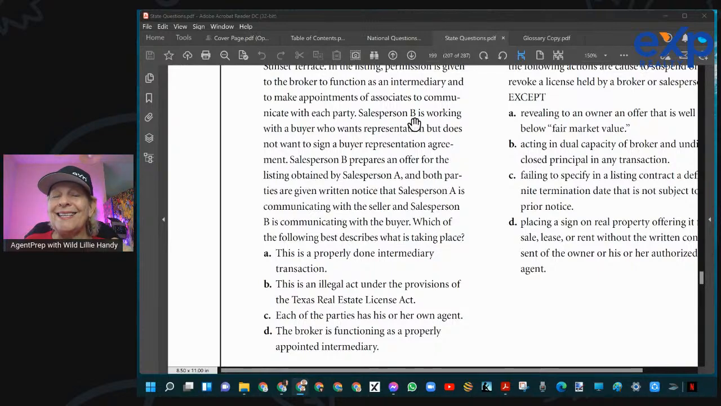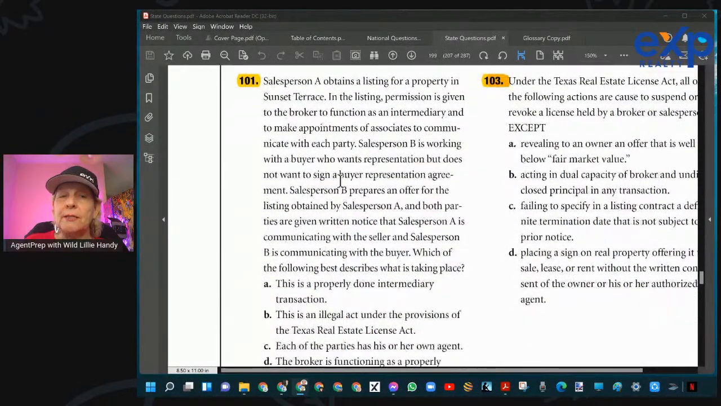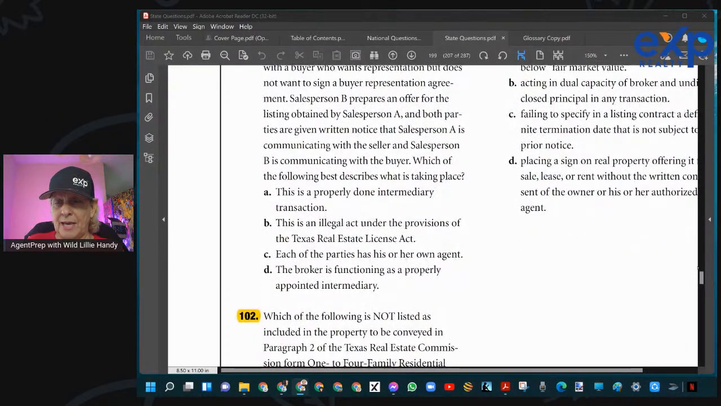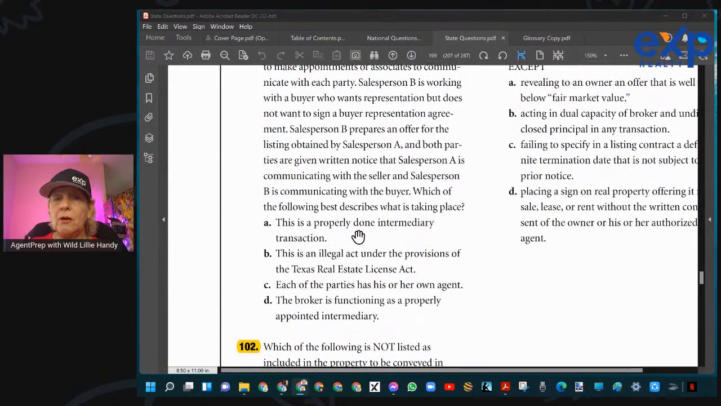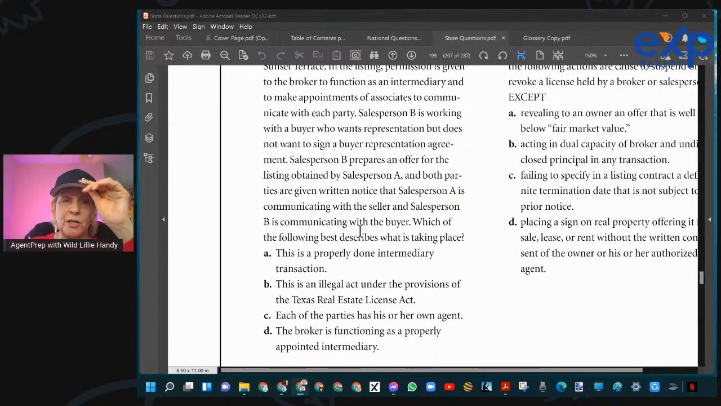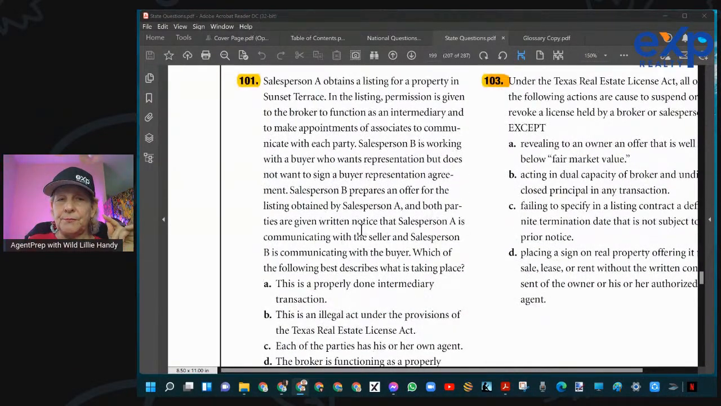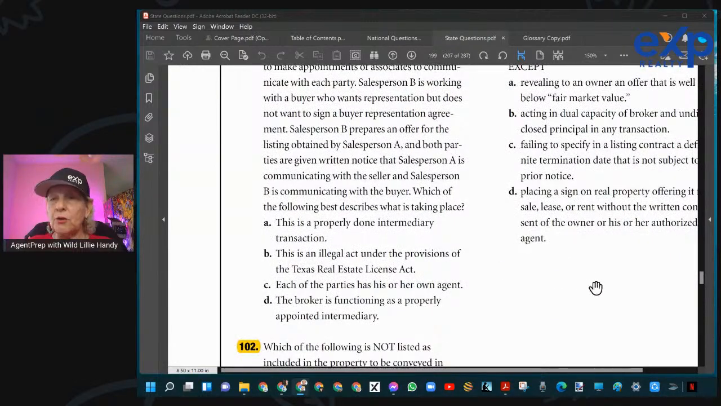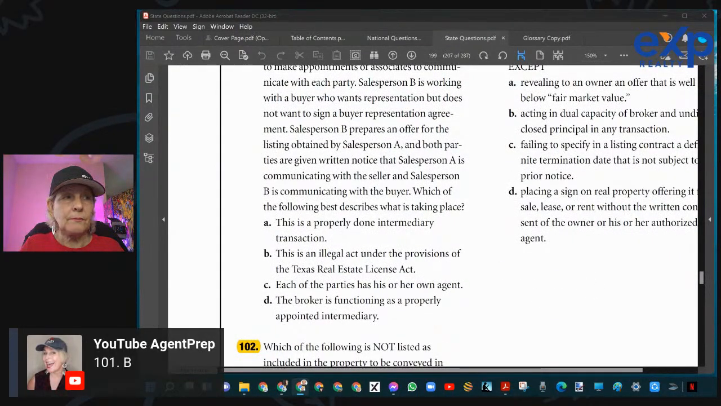Therefore, salesperson B is a sub-agent to salesperson A or to broker A, even if they were with the same broker or with another broker. Okay? Do you have that? For an intermediary, both realtors have to each be representing a client and be under the same broker. And here, only one salesperson was representing a client. Right? So the answer is 101B. It is not an intermediary situation.